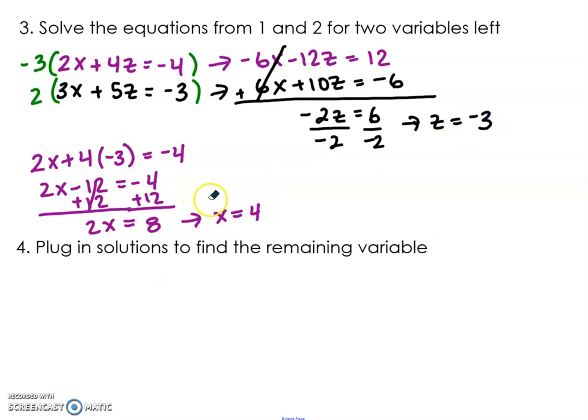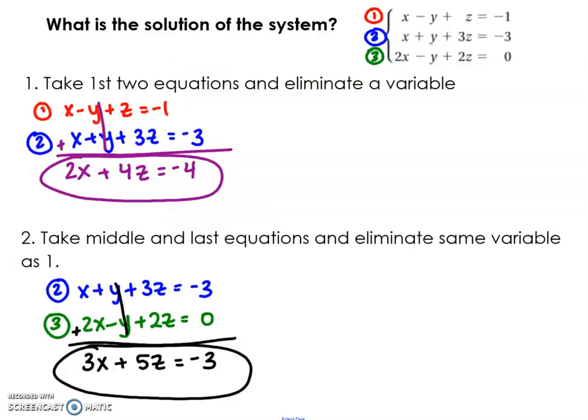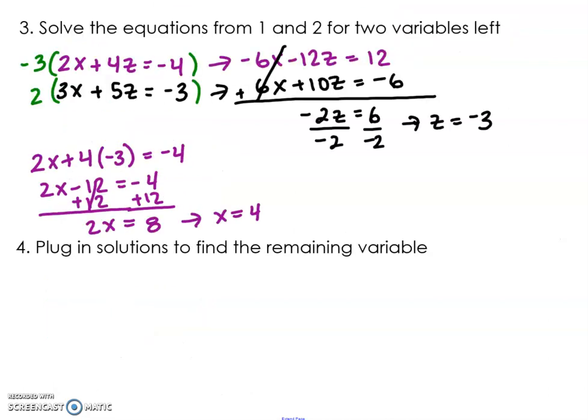In order to find y, we're going to go back to our original 3 equations. Okay, so it does not matter which of these 3 we use, but I always go for the easier one, so I'm going to do number 1. So I'm going to use number 1 again, which was x minus y plus z equals negative 1. So x we now know is 4, y we don't know, z is going to be negative 3, so plus negative 3 equals negative 1.